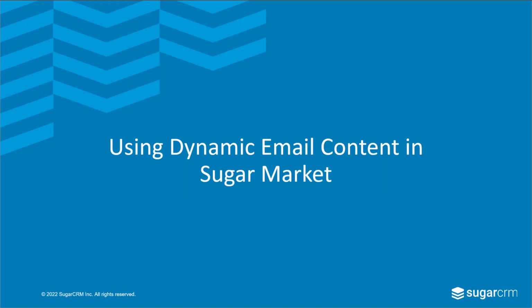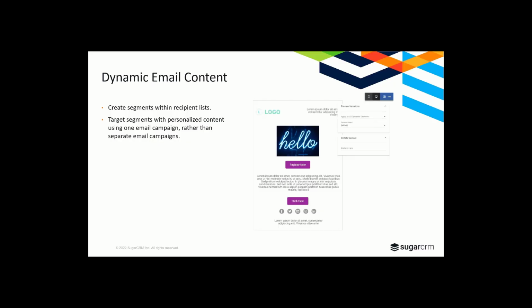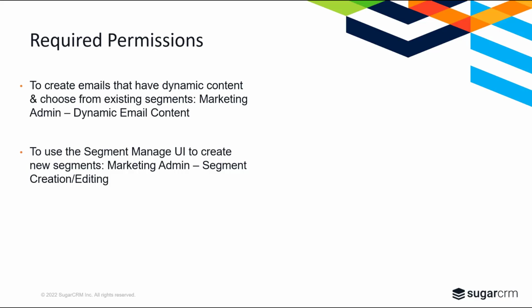In this video, we'll explore how to use dynamic content in email campaigns to efficiently deliver personalized, targeted content to your marketing recipients. With dynamic email content, users can create segments within recipient lists based on demographic makeup. They can then create personalized content for these unique segments with one email campaign instead of having to create multiple separate campaigns.